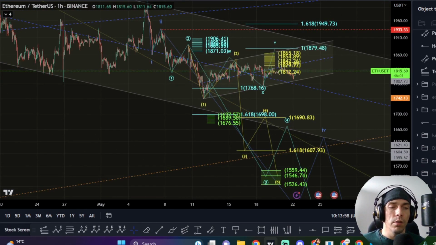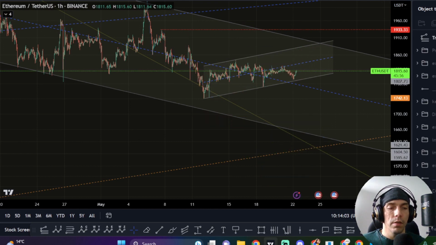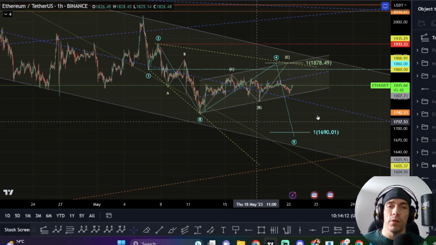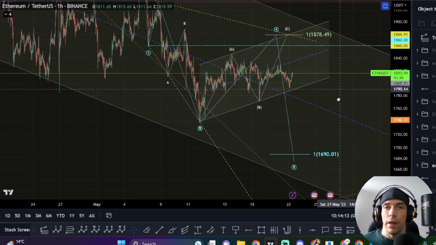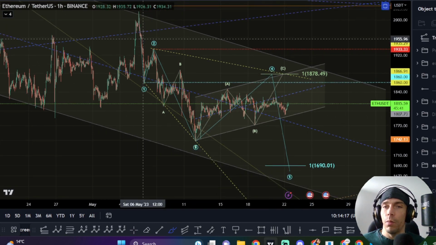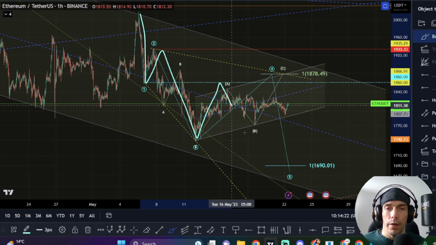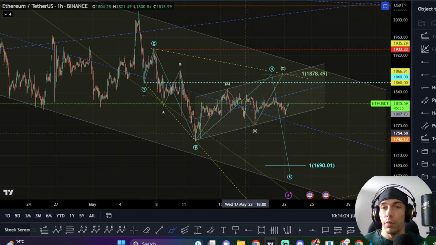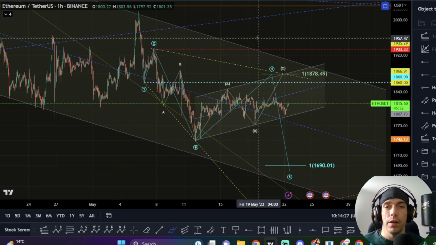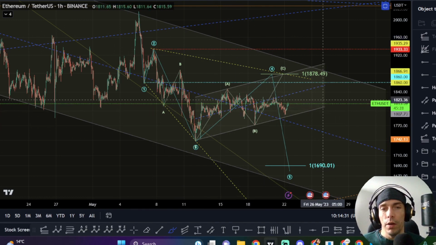Now, the other way that we could talk about this move actually breaking down here would be looking at this as a potential diagonal pattern, which what we'd be looking for would be something like this. Now, once again, I'm starting to like this count less and less because of the proportion within this move. What I was looking for initially was that we're going to get this as 1, 2, 3, 4, and then looking for a fifth as an expanding diagonal. Technically speaking, it hasn't invalidated. Invalidation comes at crossing this 1933. However, it is dragging quite sideways now.